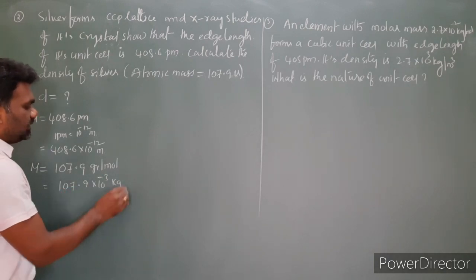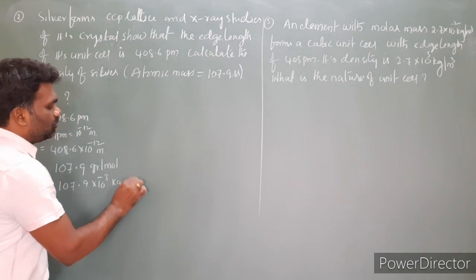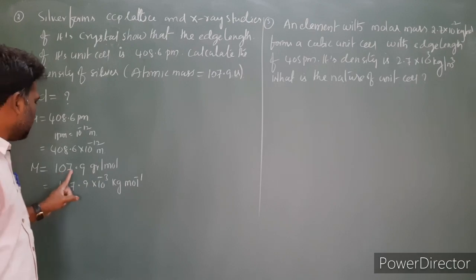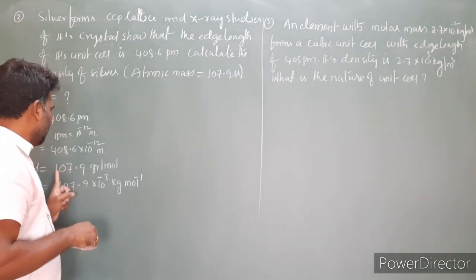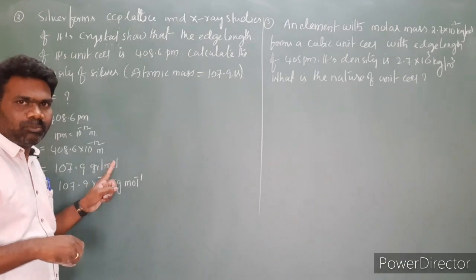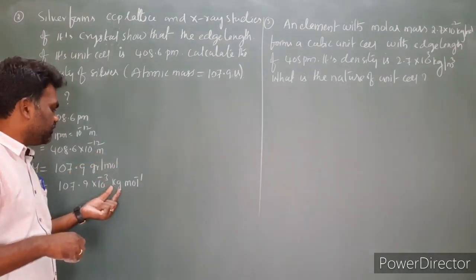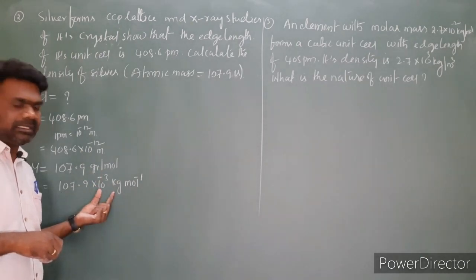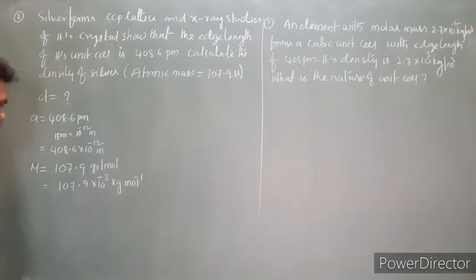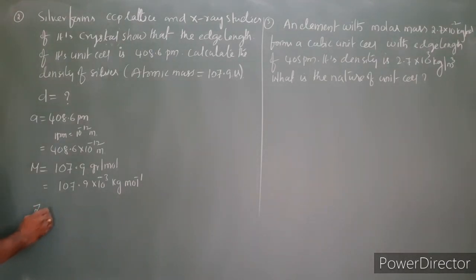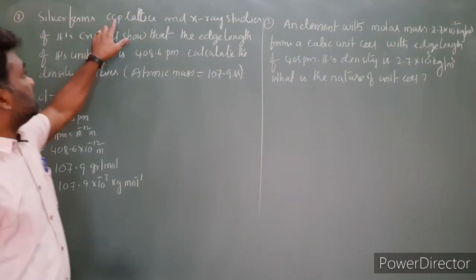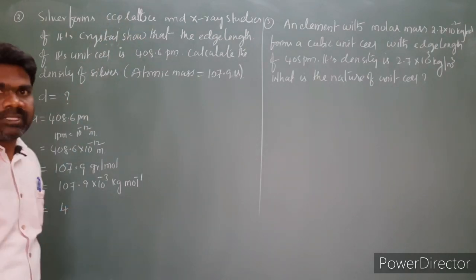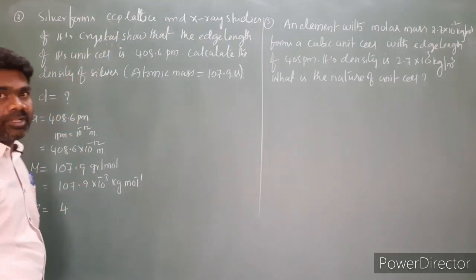107.9 into 10 power minus 3 kg per mole, that means kg mole inverse. So gram per mole is nothing but the unified mass: 107.9 unified mass, or 107.9 gram per mole. Since we have meters here, we have to convert grams into kgs. 1 gram is equal to 10 power minus 3 kg. So 10 power minus 3 kg mole inverse. Next, the Z value. Silver forms a CCP lattice. CCP is nothing but FCC, so Z is equal to 4.